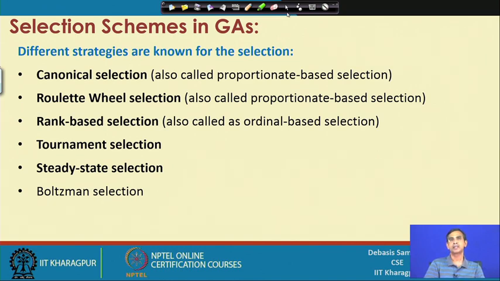In GA theory, this canonical selection is also called proportionate based selection. The Roulette Wheel selection is another version of this, also called proportionate based selection. Both are proportional based selection. The rank based selection is called ordinal based selection, and there are some other selection strategies also known, such as tournament selection and steady state selection. Anyway, we will discuss them one by one. First let us discuss canonical selection.